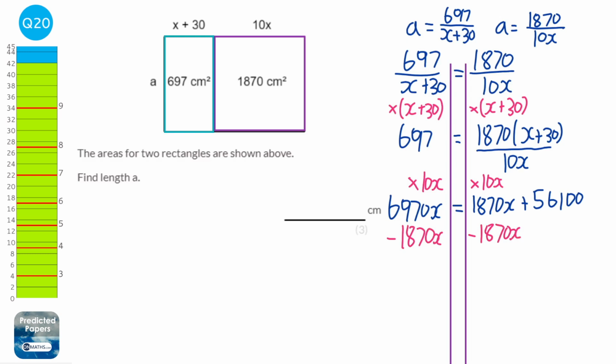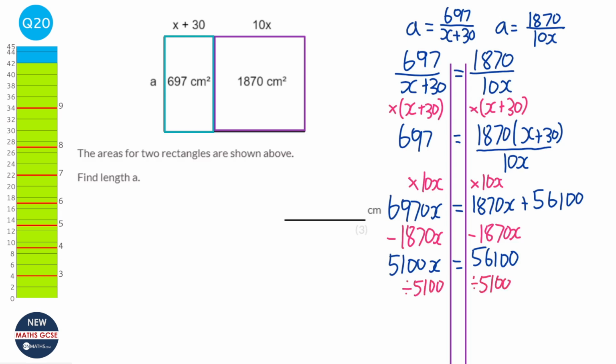and that will leave 5100x on the left hand side, and then obviously we've got the 56,100 on the right hand side. And we want to get rid of the 5,100, so we're just going to divide both sides by 5,100. And so we've got x equals 11.